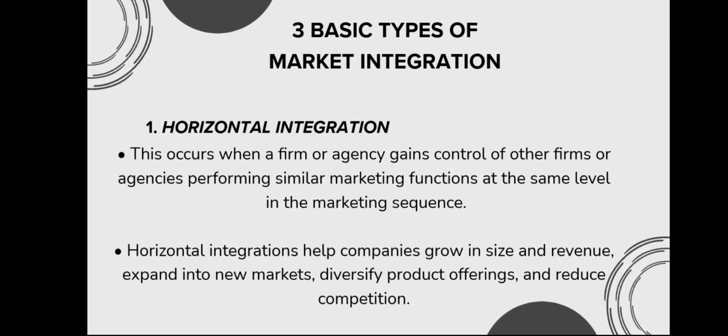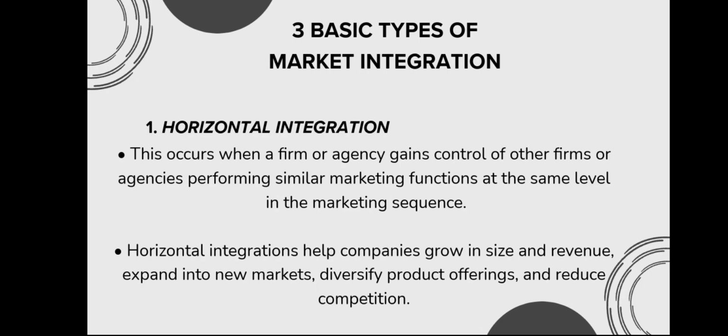Now we proceed to the three basic types of market integration. First, we have horizontal integration. This occurs when a firm or agency gains control of other firms or agencies performing similar marketing functions at the same level in the marketing sequence. So, horizontal integration is when two similar companies combine to grow bigger, reduce competition, and expand.